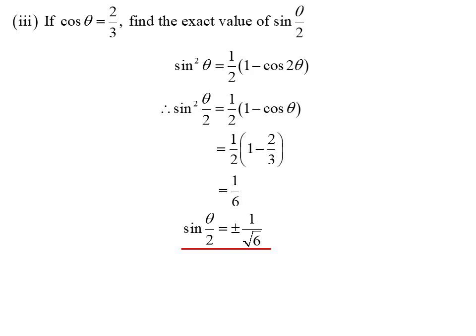Maybe I've gone round twice. So then when I've halved it, I've ended up in one of the quadrants where sine was negative. But unless I know that, I don't know for sure. So the best I can do is plus or minus 1 on root 6.